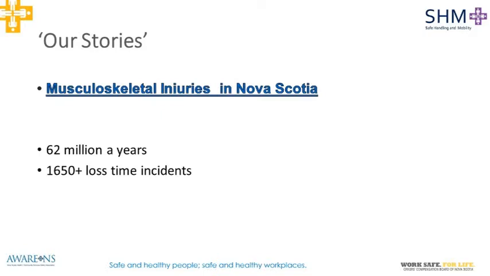WCB receives over 1,650 lost time claims every year of people injured at work. Of those, 80% are sprains and strains, and of that, 50% are related to resident and client repositioning and lifting. That all rolls up into a cost of $62 million a year that we pay in insurance premiums to WCB. But we know that is a cost on the system, a cost on the individual, and a cost on the workplace.